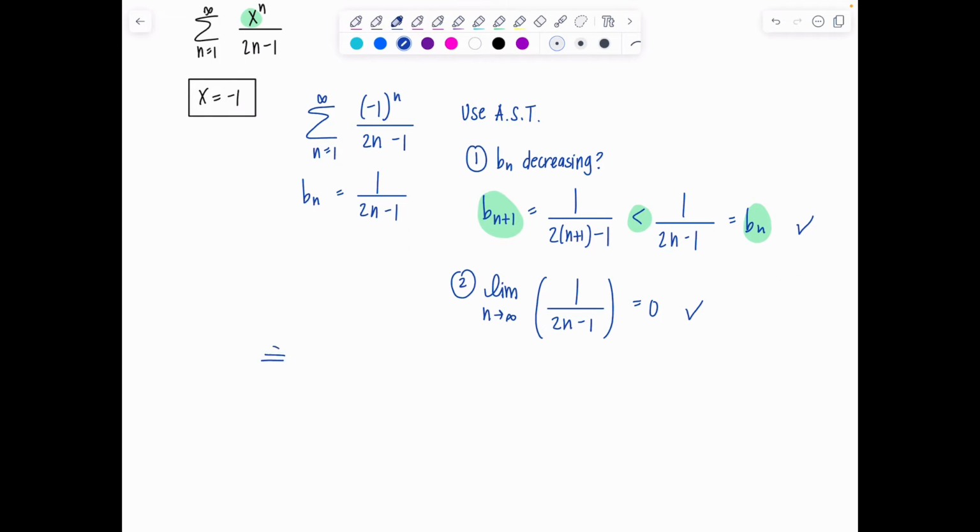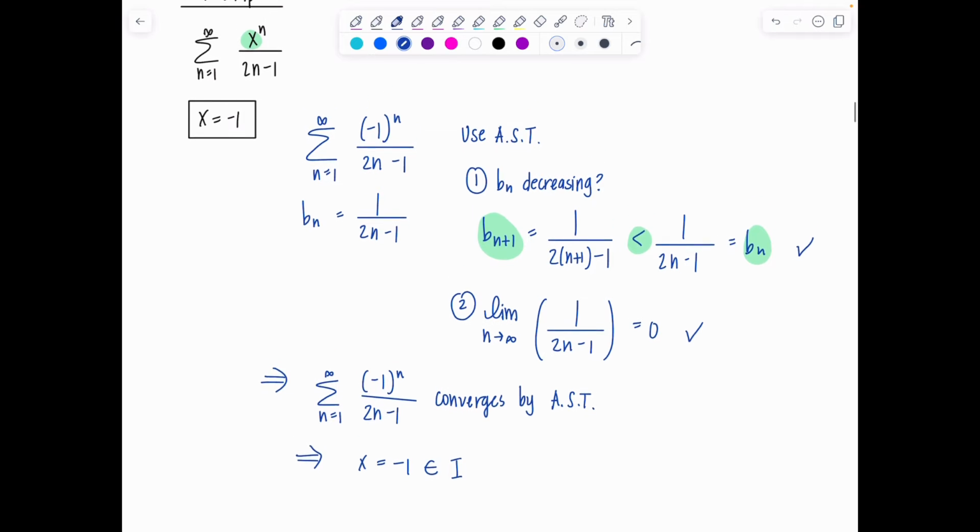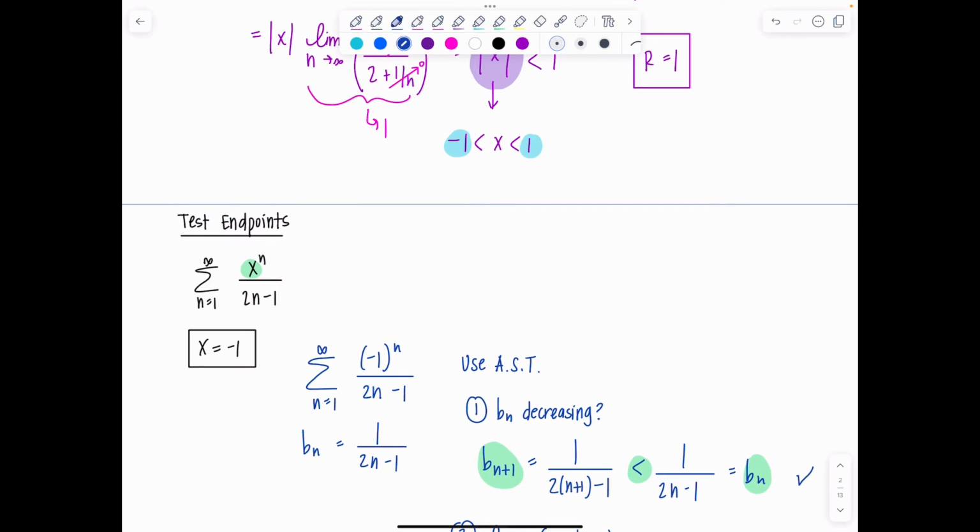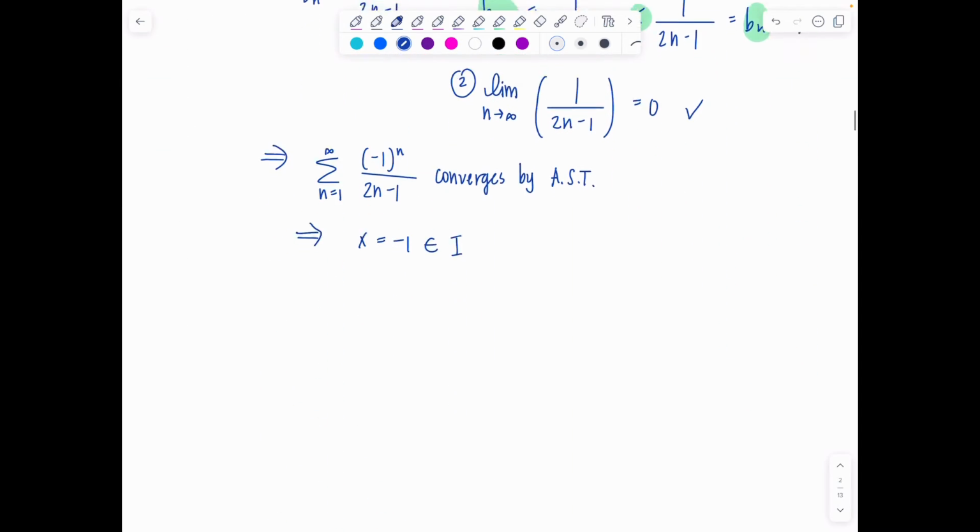So that tells me that the sum, n equals 1 to infinity of negative 1 to the n over 2n minus 1 converges by the alternating series test, which also tells me that x equals negative 1 belongs to the interval of convergence. The way you write that is it's an element of the interval of convergence. So now I know I can make this an equals to, okay? Well, I have one more endpoint to test, positive 1. So let's hop to it.